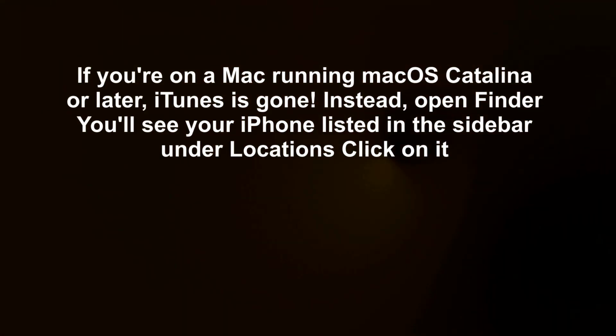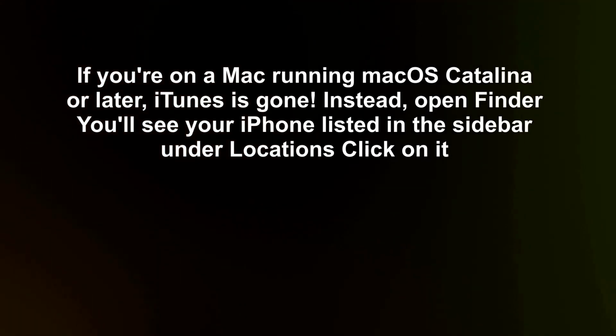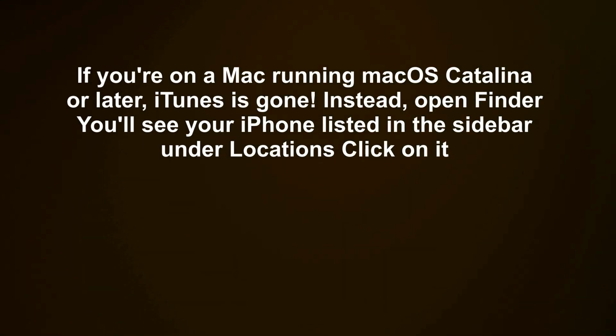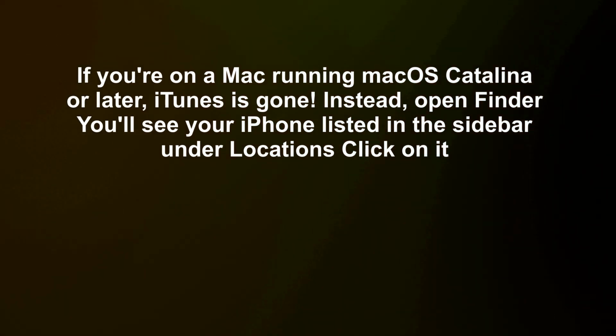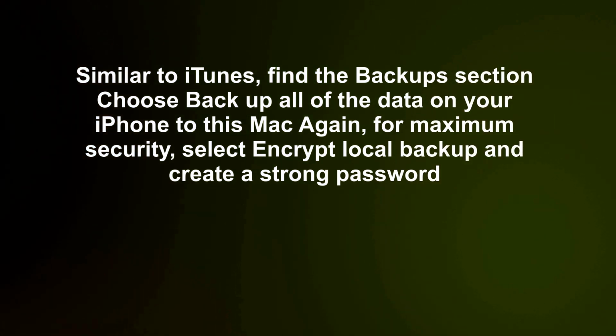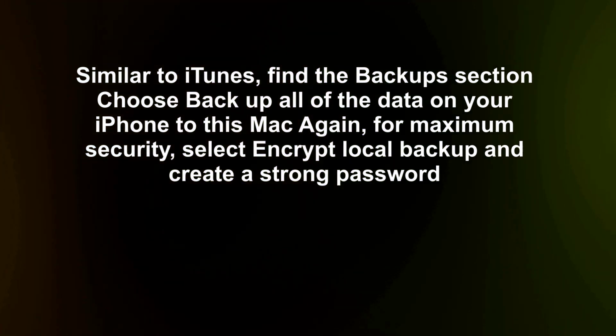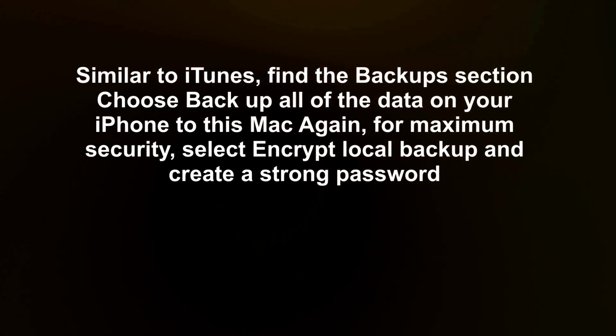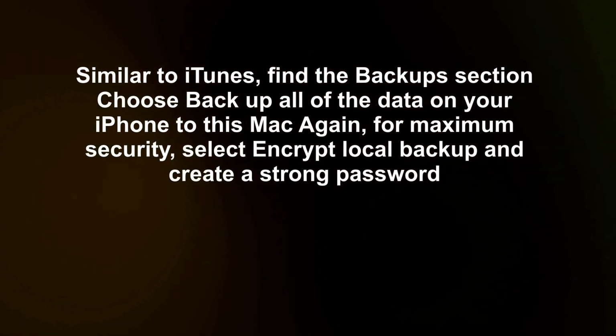If you're on a Mac running macOS Catalina or later, iTunes is gone. Instead, open Finder. You'll see your iPhone listed in the sidebar under Locations. Click on it. Similar to iTunes, find the backup section. Choose back up all of the data on your iPhone to this Mac. Again, for maximum security, select encrypt local backup and create a strong password.